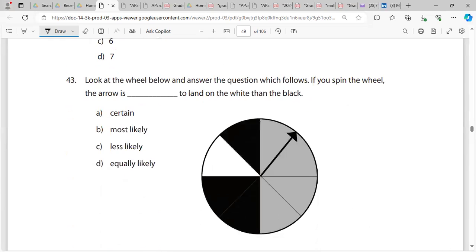Look at the wheel below and answer the question which follows. If you spin the wheel, the arrow is likely to land on white or black. It is less likely to land on the white than the black. So if you spin the arrow, it's less likely to land on the white because you only have one white, right? Than the black.